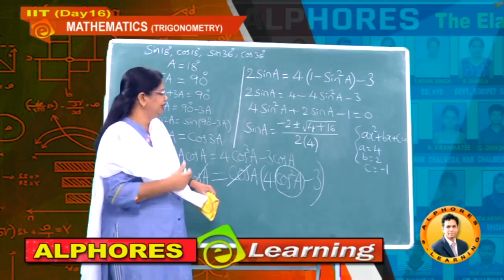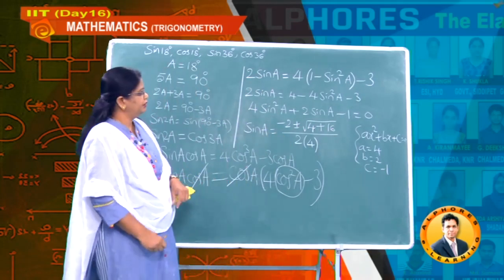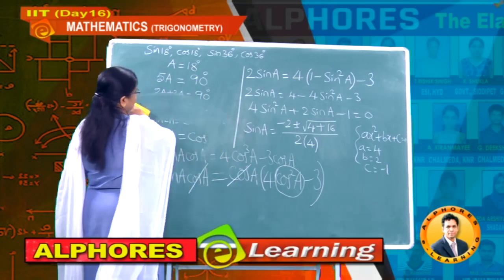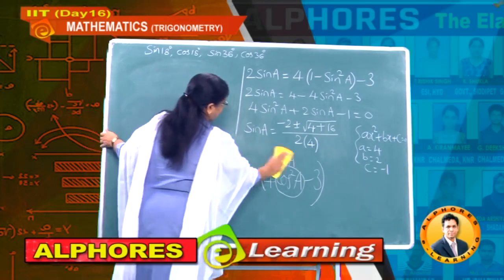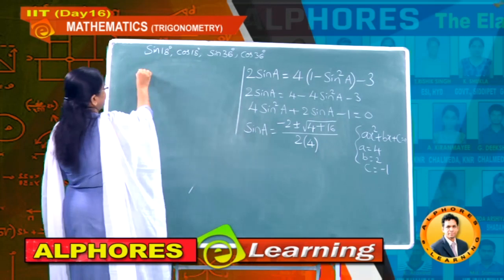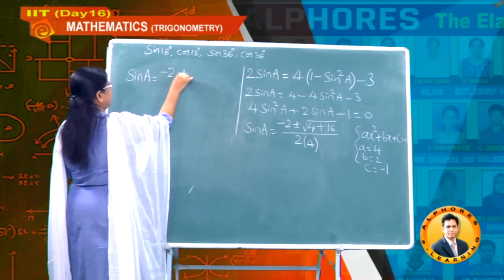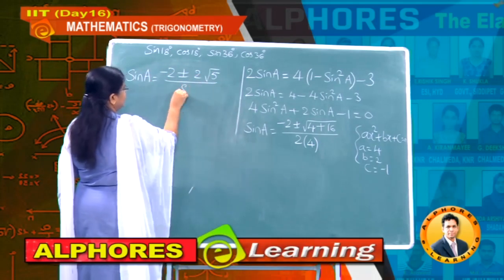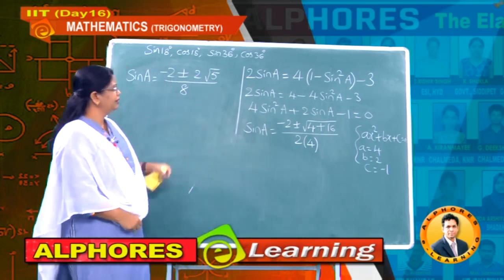Now what is this under root of 4 plus 16? It is nothing but root of 20. Okay. So root 20 you can write as 2 root 5. Hence now you got the value as sin A equal to minus 2 plus or minus 2 root 5 divided by 8. Got it, students, till here? Any doubt here? No?